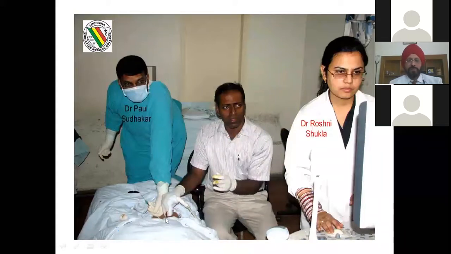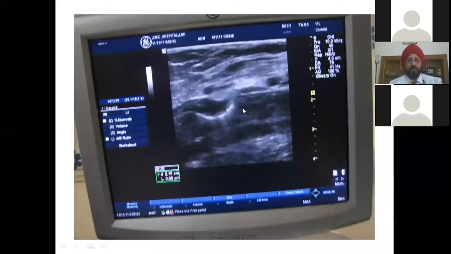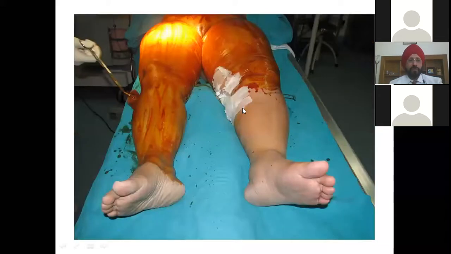This is my registrar, Dr. Paul Sudhakar, who's now 9 years down. He's a very renowned neurosurgeon. He went into neurosurgery. So under ultrasound guidance with sterile technique, we puncture the popliteal vein. That's the popliteal vein. And then we didn't have the procedure possible in the hybrid cath lab. So we used to do it in the ultrasound room, and then they take the patient to the cath lab. So that's getting the same patient.